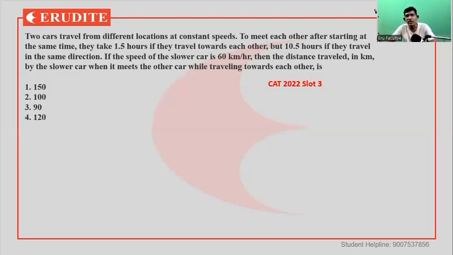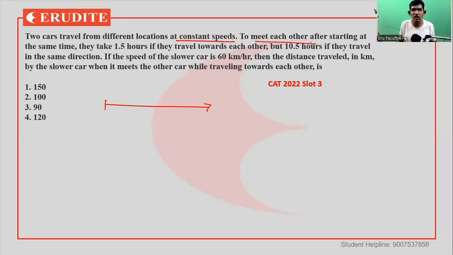Now the language is very twisted, as we can see. Same direction, opposite direction, slower car, faster car. It's quite twisted language, but if you know what to look for, then it becomes very easy. So first, I'll draw the schematic for my understanding. In time, speed, distance, always draw a rough schematic to understand the idea better.